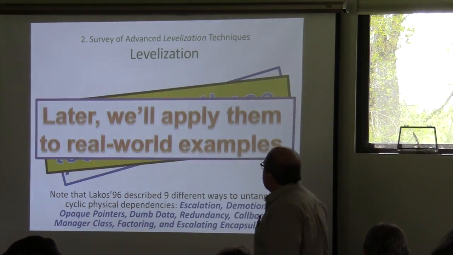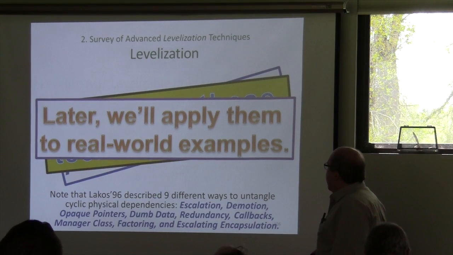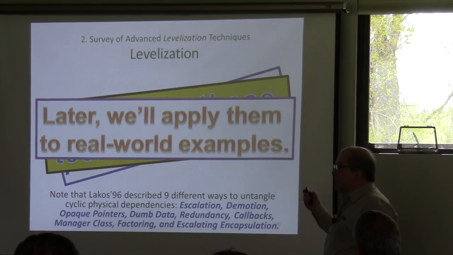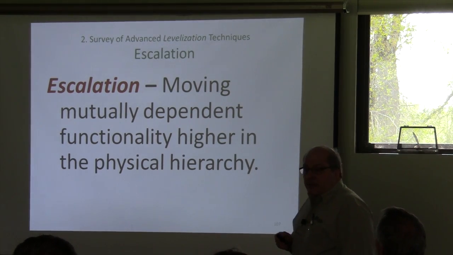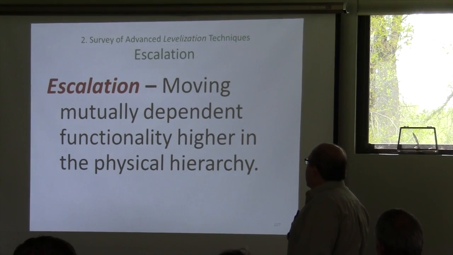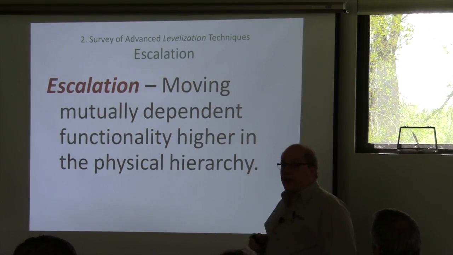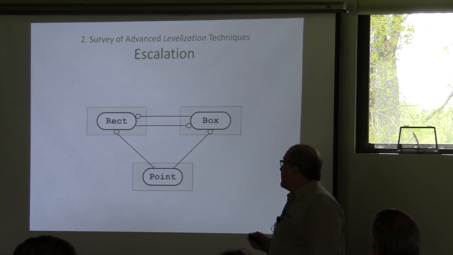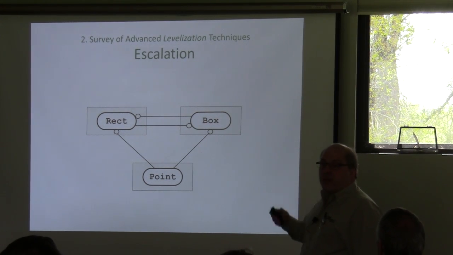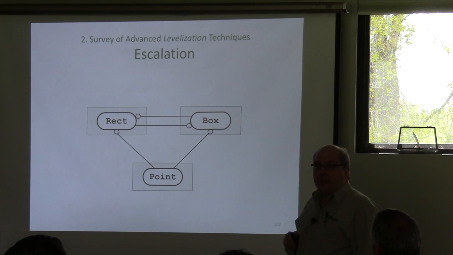It's okay. All right. Anyway, what we're going to do is instead of making you go buy the book, we're just going to talk about it right here. So, the first one is escalation, moving mutually dependent functionality higher in the physical hierarchy. So, the classic example, rectangle and box, they use each other in the interface, and they both use point.